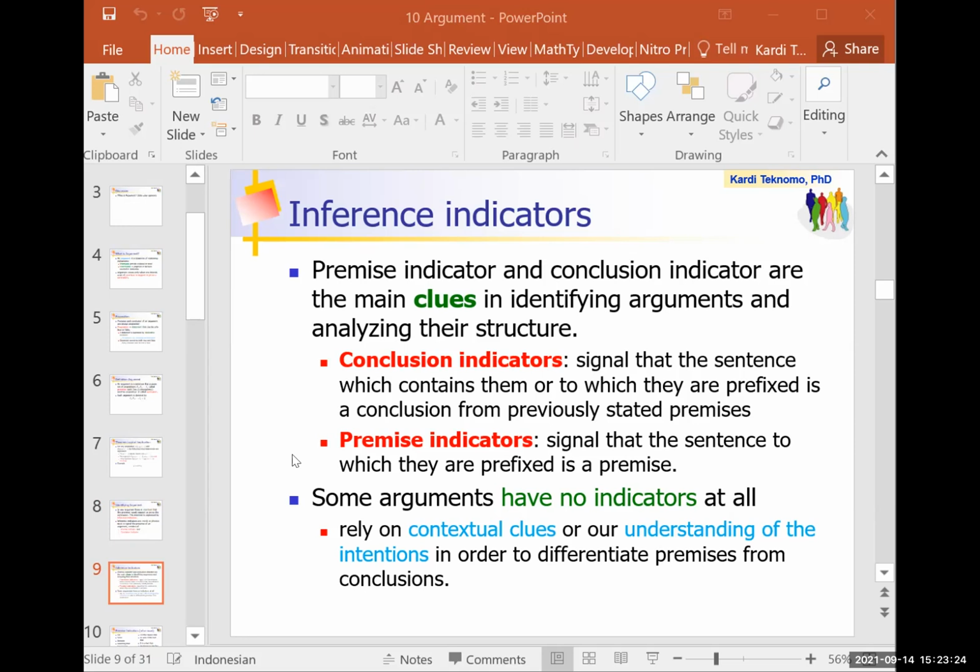But some arguments have no indicator at all. So how do you know this is an argument? Then you rely on your context, the contextual clues, or the understanding of the intention. What is the intention behind these statements?